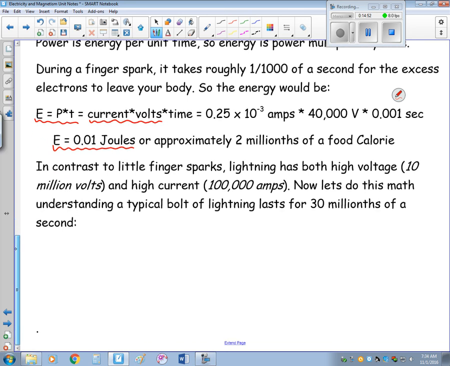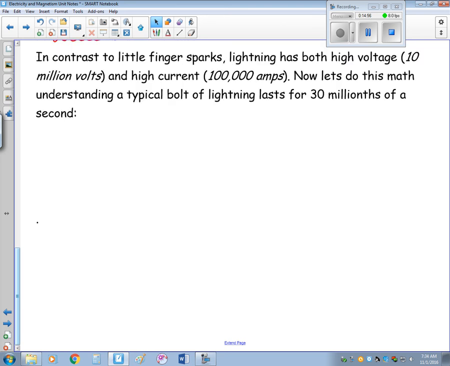In contrast, let's take a look at lightning. Lightning is very similar to static electricity on a much, much greater scale. During lightning, both the voltage and the current are high. The voltage is around 10 million volts for a lightning bolt, and the current is around 100,000 amps. Let's do the math for this.